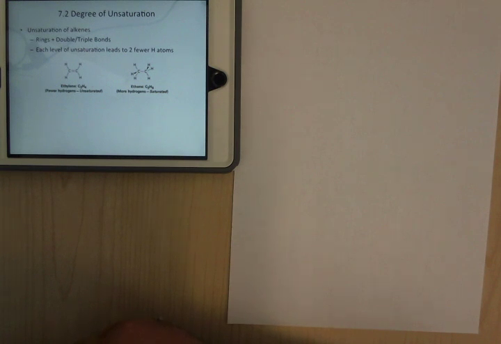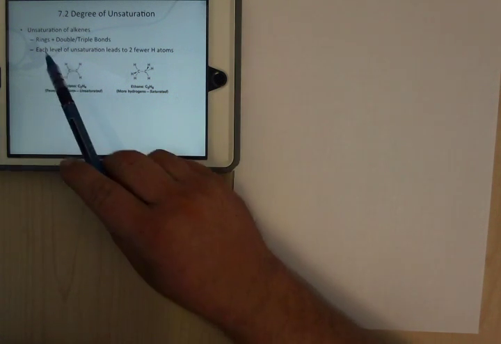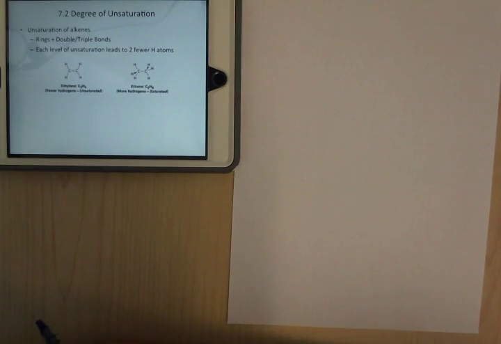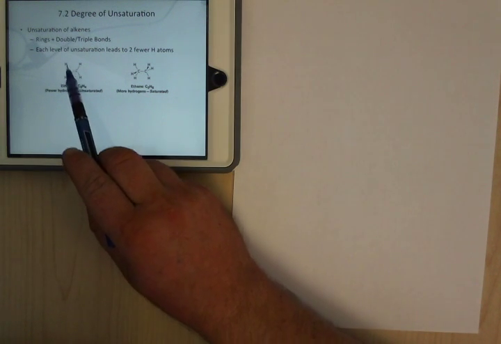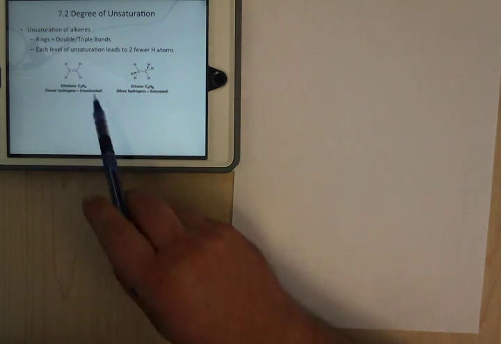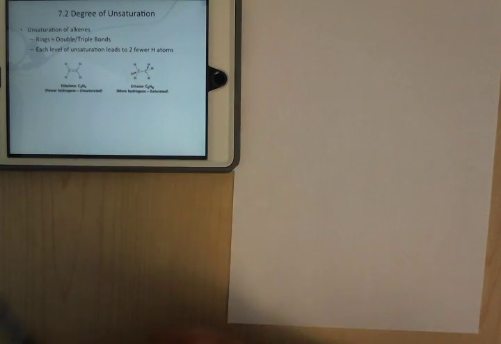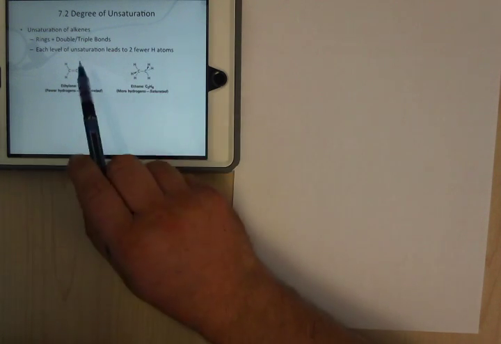Each level of unsaturation leads to 2 fewer hydrogen atoms than if it was all completely single bonds, right? So when you link with a ring, when you link back up, each one of the carbons where you link is going to lose a hydrogen. When you make a double bond, each one of those carbons is going to have 1 fewer hydrogen on it. So it's sort of a count of how many hydrogen atoms you're getting rid of, okay? So here, ethylene has a carbon-carbon double bond, so it can only have 4 hydrogens. Ethane can have 6, so this is considered saturated, and this is considered unsaturated.